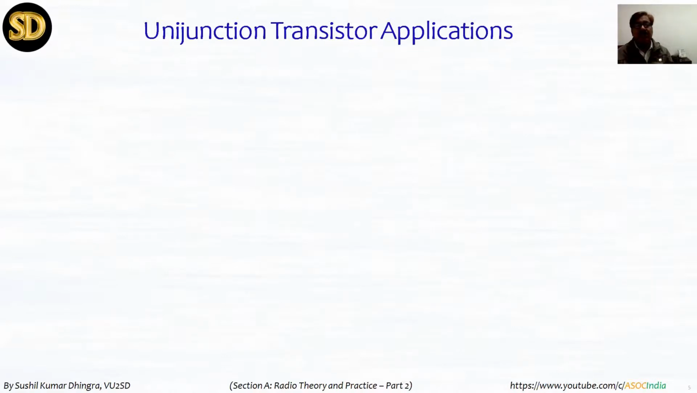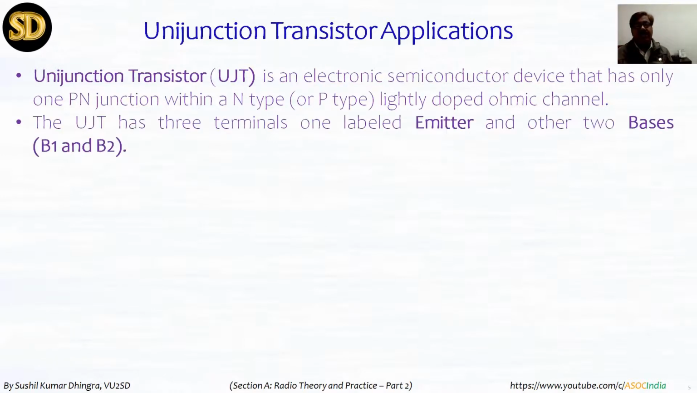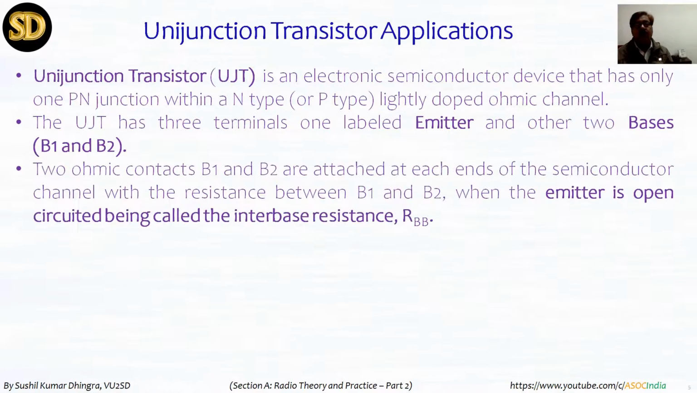Going next to applications. As I told you, this unijunction is not used for any kind of amplifier, but it is used as a trigger circuit for diode, triode and so on. But here you have to remember, UJT has three terminals, one labeled as emitter as an input device, and the other two are bases B1 and B2. The only contacts, B1 and B2, are attached at each end of the semiconductor. It is purely an extrinsic semiconductor.